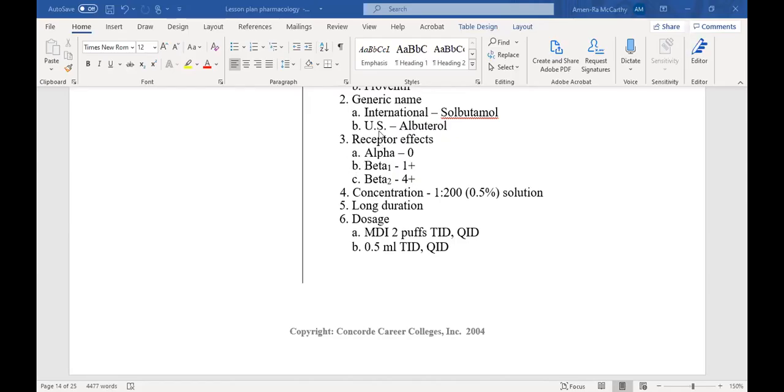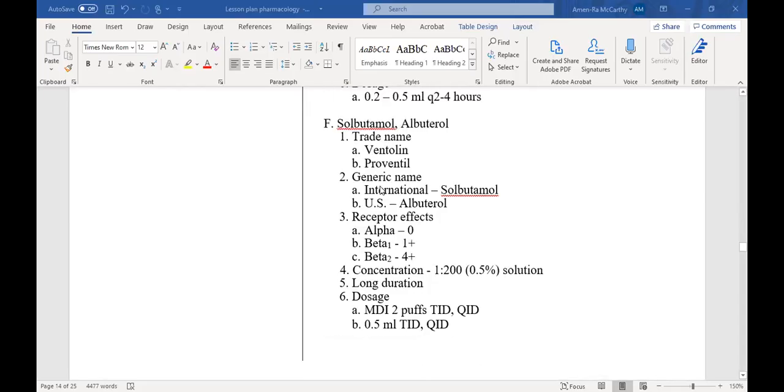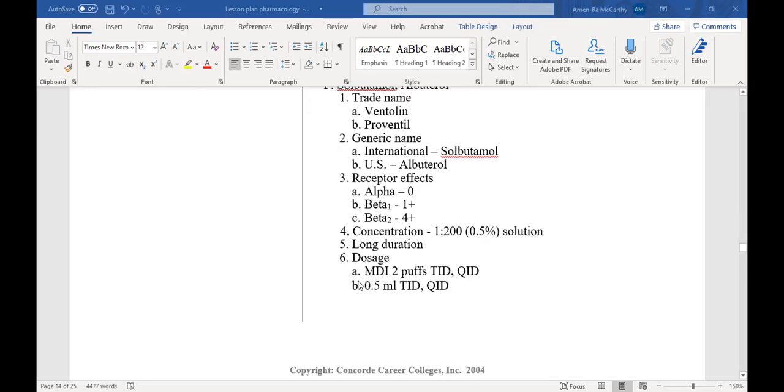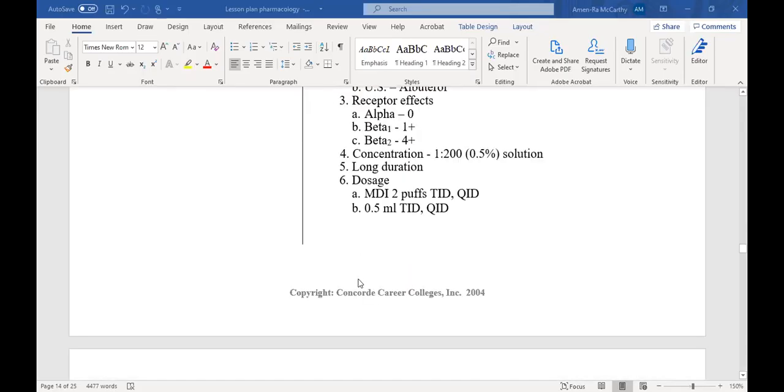So albuterol, these are the receptor effects for albuterol. So when you're making your cards, I recommend generic name on one side, then on the other side have the trade names, the strength, and the receptors, right? The duration and dosage, all that stuff on the other side. Okay, that's going to help you memorize this stuff. All right.